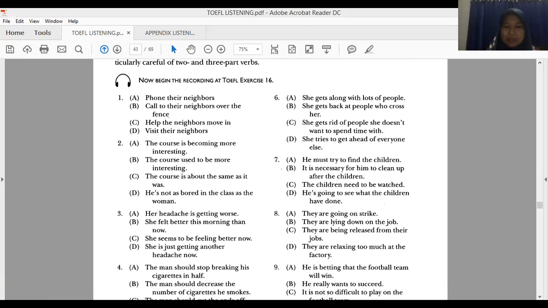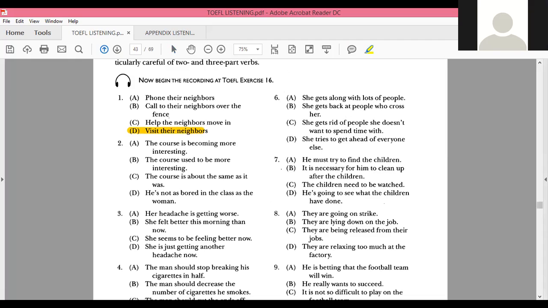Okay, listen for 2 and 3 phrasal verbs. Now we discuss it. TOEFL Exercise 16. Be particularly careful of 2 and 3-part verbs. Number 1. Miss Aino, help us. The new neighbors have just moved in. Maybe we should call on them. According to the woman, what should they do? Miss Aino? Delta. Delta, the phrasal verbs? Call on. Call on them, it is. Okay, Miss Arifa, number 2.